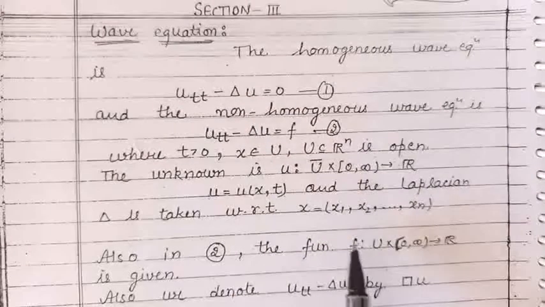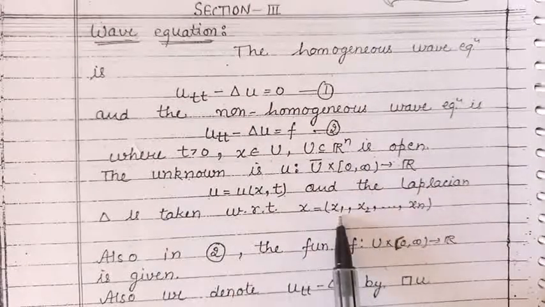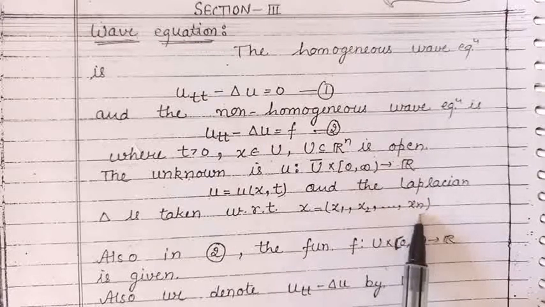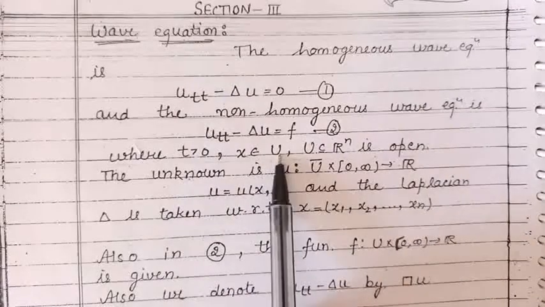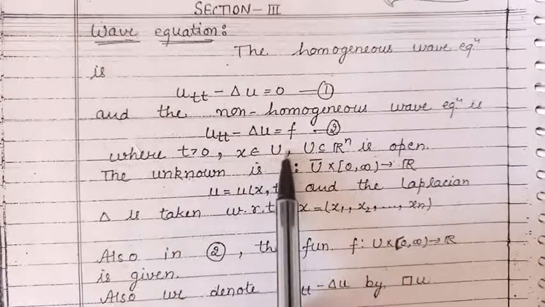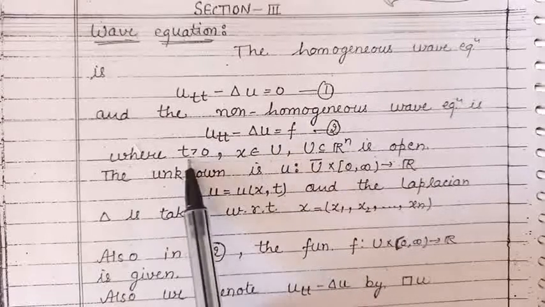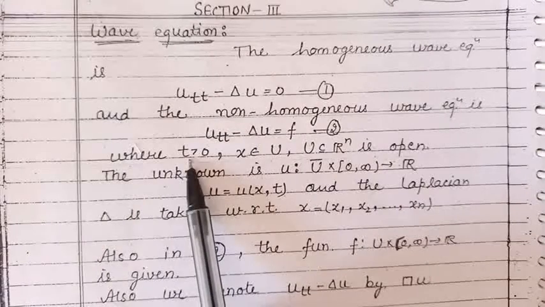Here, x has the coordinates x1, x2, x3 up to xn. That is an n-dimensional vector belonging to the set U. This U is an open subset of n-dimensional real Euclidean space and t is positive.